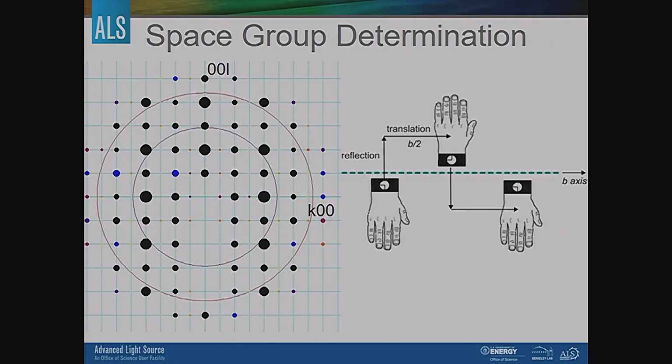Depending on what the uncertainty is on their intensity, you could say that they are systematically absent. And this is due to interference effects from translation symmetry.